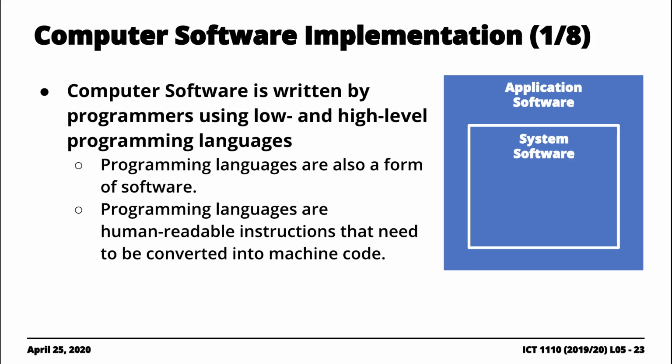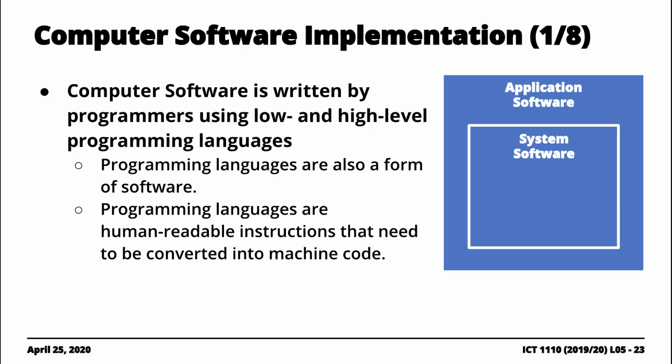But these things we are calling computer software are actually written by programmers using programming languages, which are themselves a form of software, right? It's like one of those chicken and egg problems. So a programming language, which is a piece of software, is used by a programmer to create software.